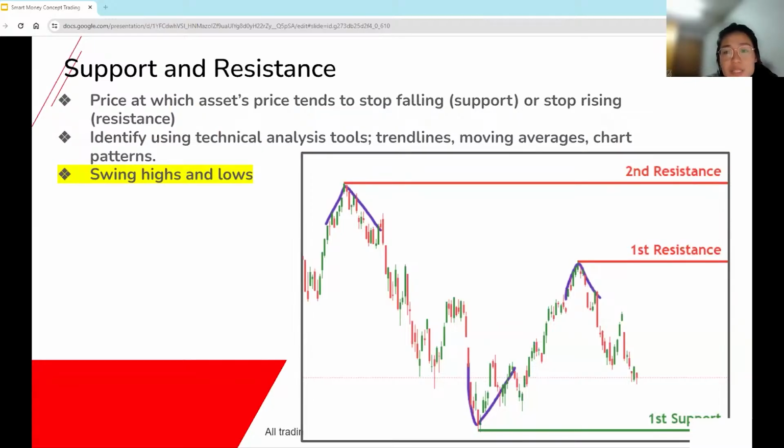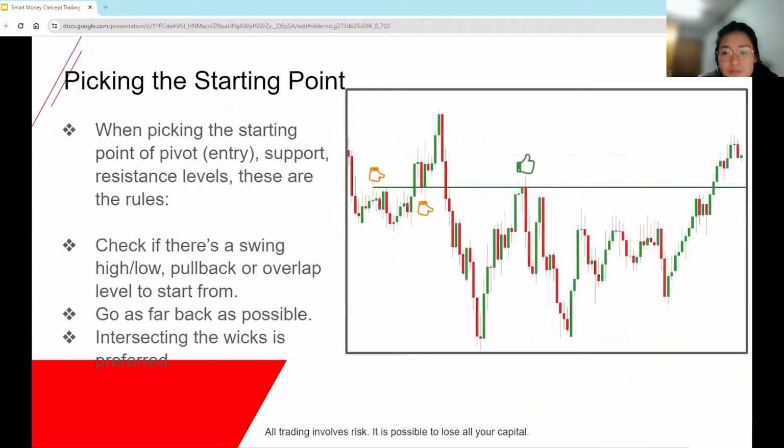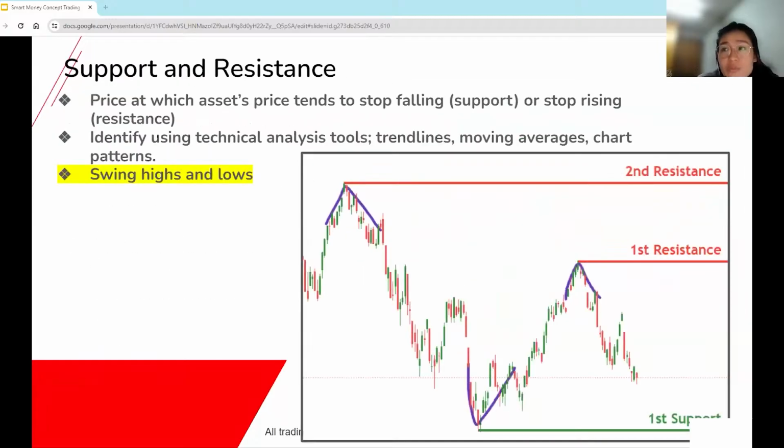So it is important for you to identify these levels. You can do it using technical analysis tools like trend lines, moving averages, chart patterns, and your swing highs and lows like I've done over here. So you can see what we call swing highs and lows. In our previous examples, you can see how we use that in SMC as well. This is pretty much just basics that allow you to expand to other trading concepts.